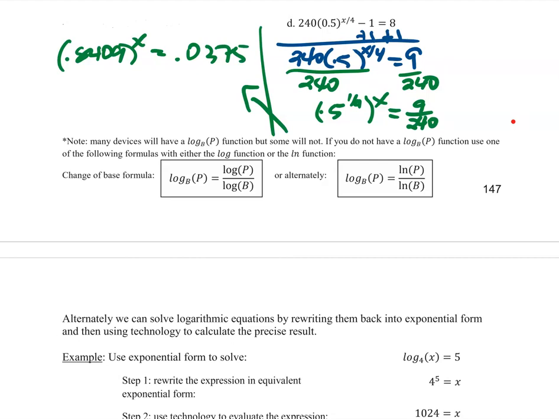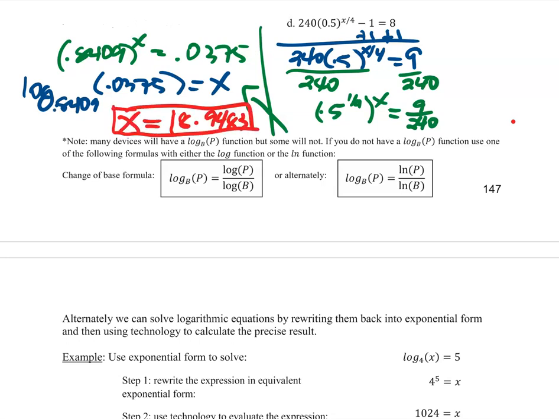Our base is 0.8409, so we can write that as log base 0.8409 of 0.0375 is equal to x. Now use technology to solve for x, and x is equal to 18.9483.